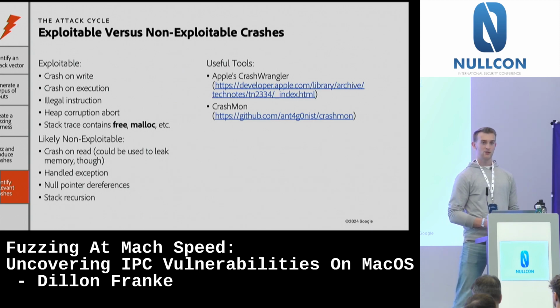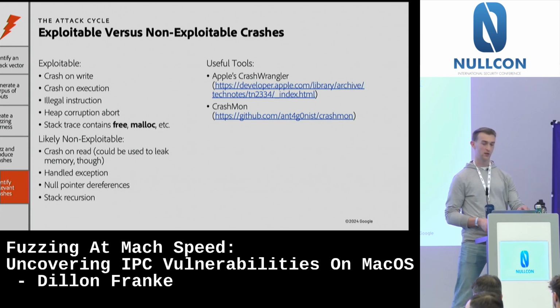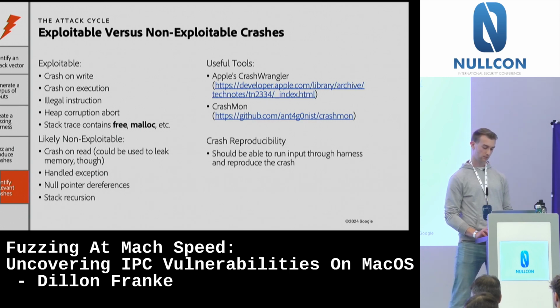Now this can be a lot to look at, crash by crash, especially when you're generating thousands of crashes. So there are some useful tools that you can use. On Apple specifically, there's a tool called Crash Wrangler, which is really useful. It can run through and look at some of your crash information and determine whether you should check something out more, looking for some of the heuristics that I just talked about. There's another really good one implemented in LLDB called CrashMon, which I've used as well.